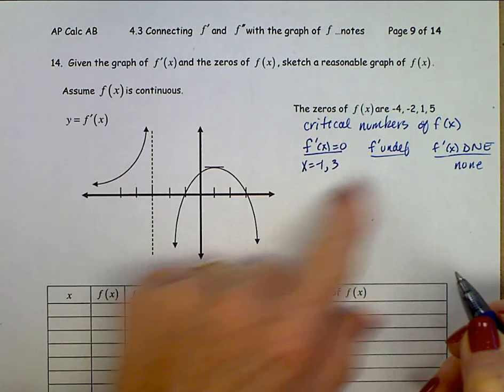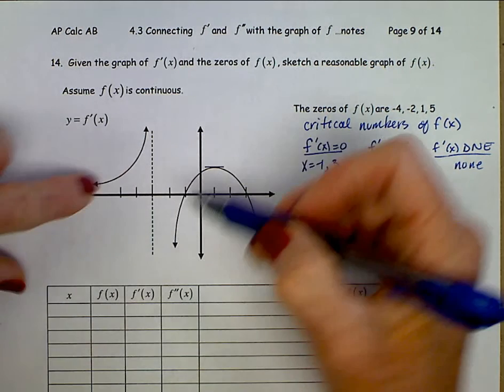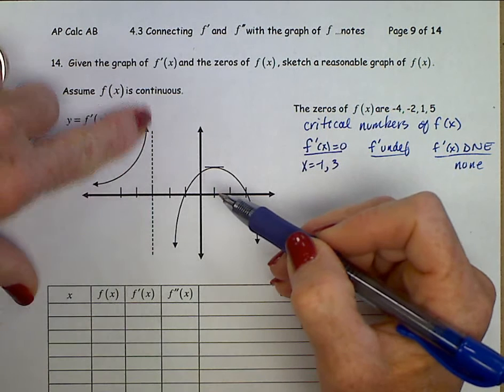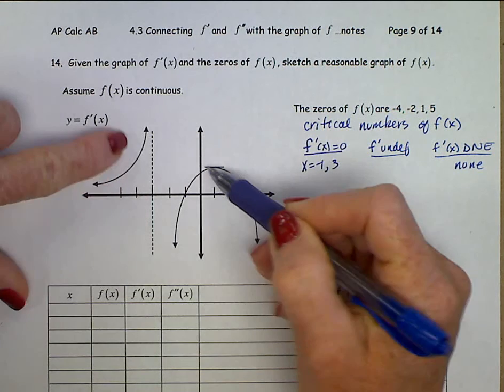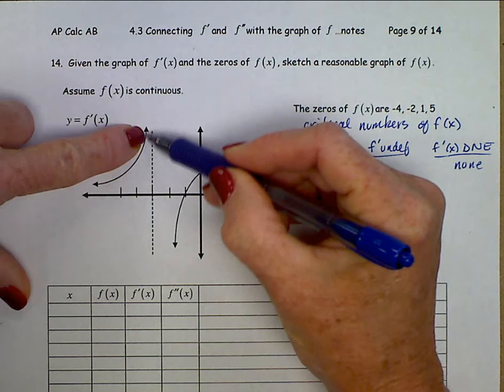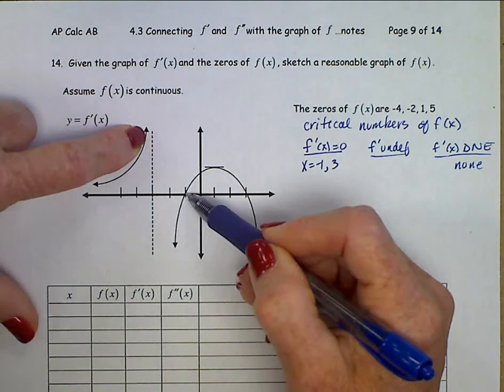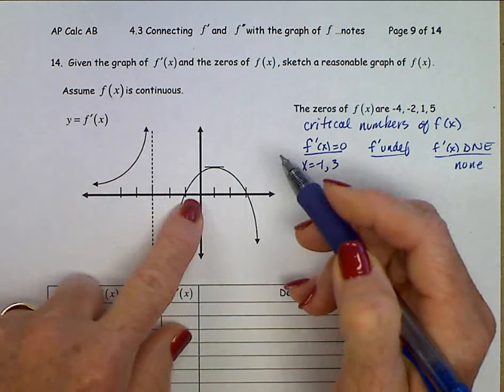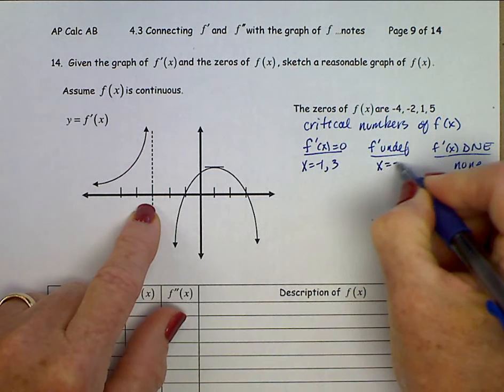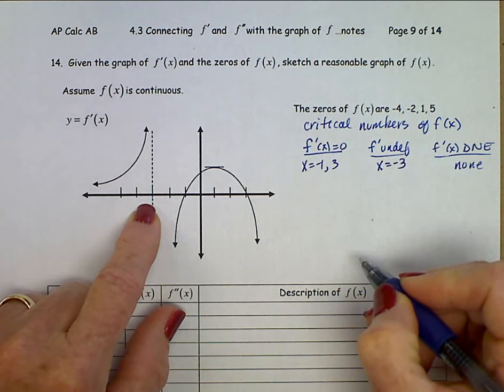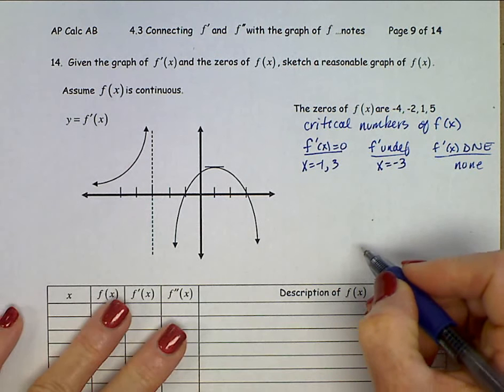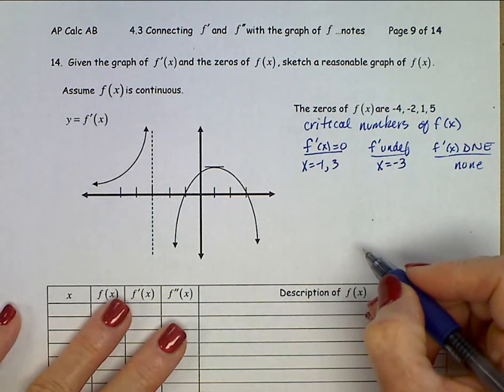F prime undefined. Again, we're looking for these vertical asymptotes on the graph of f prime, or these slope values, these pieces getting very large positive or very large negative. So we see that at x equals negative 3. Now this did not show up on the last graph because I didn't want to throw too much at you all at once to look for.